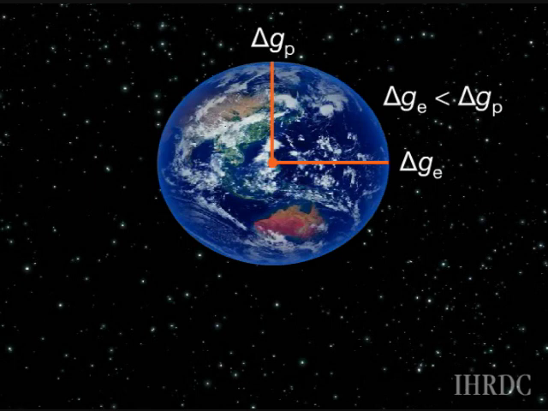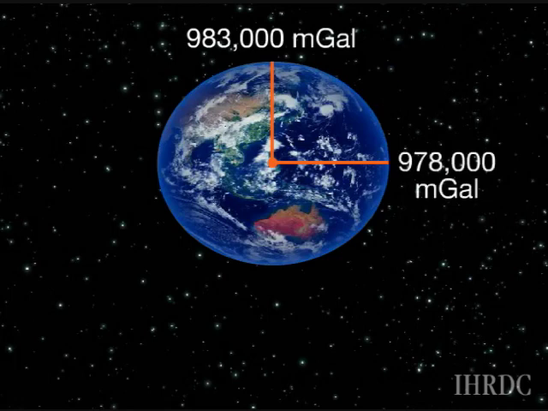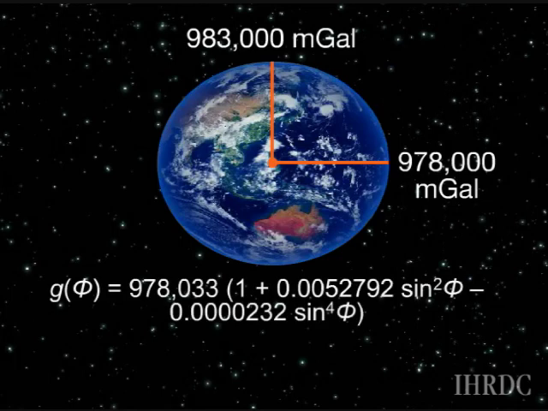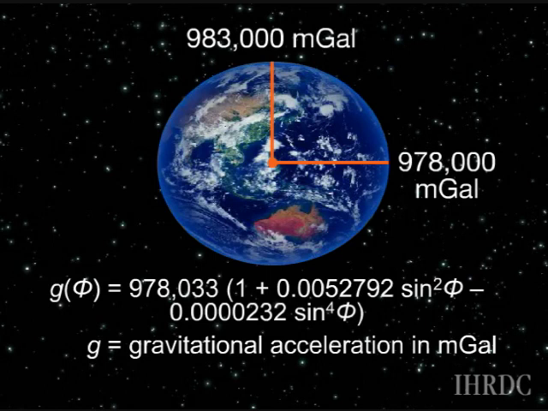Thus, the gravity at the poles is about 983,000 milligals, but due to Earth's equatorial bulge, gravity at the equator is only about 978,000 milligals. We can use this equation to calculate the expected gravity value at a given latitude. G equals the gravitational acceleration in milligals, and phi equals the latitude.